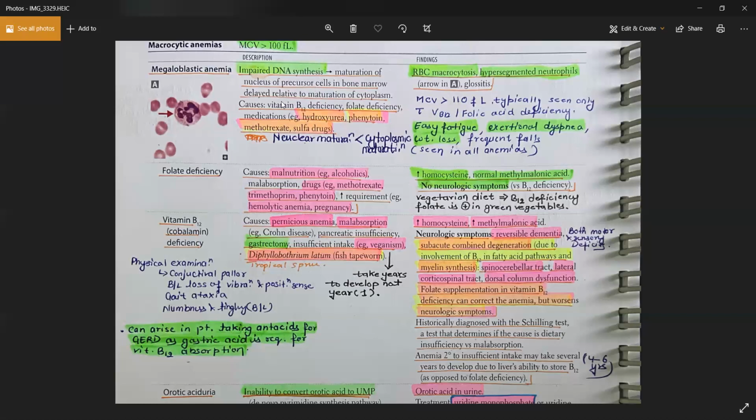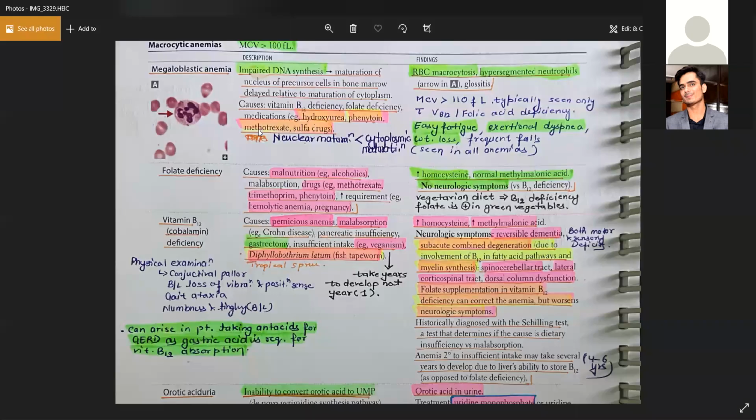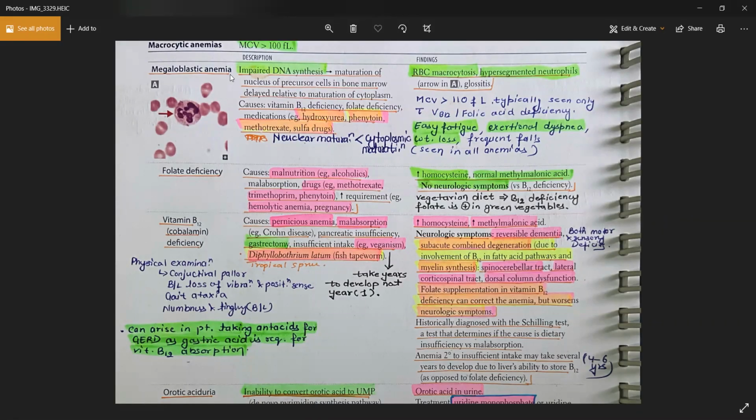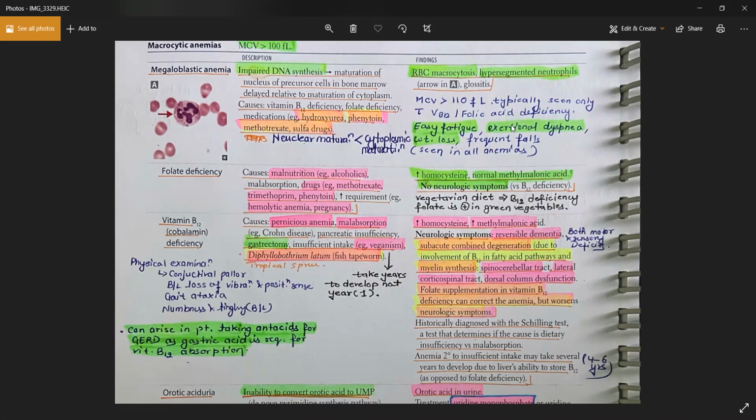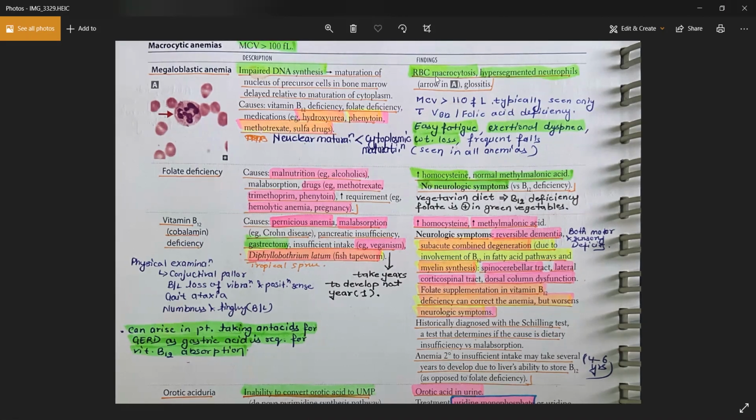The causes include vitamin B12 deficiency and folic acid or folate deficiency. Certain medications which can inhibit nucleotide synthesis, like hydroxyurea, phenytoin, methotrexate, and sulfa drugs, can all cause megaloblastic anemia, in which you have a loss of nuclear maturation. The findings include macrocytosis of the RBCs as well as hypersegmented neutrophils. These are the hallmark features that you will see in megaloblastic anemia.